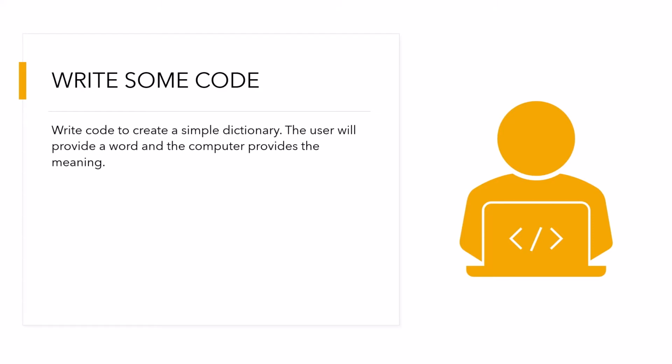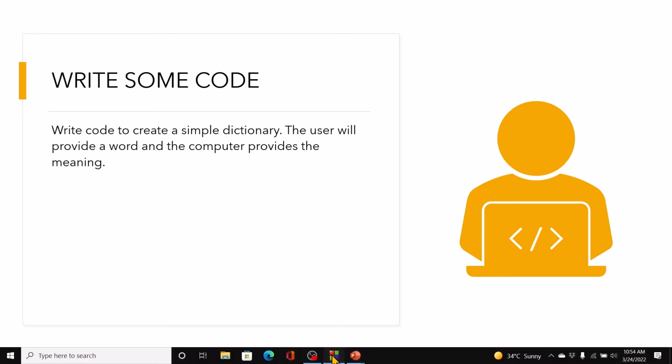Coming now to write some code. Write code to create a simple dictionary. The user will provide a word and the computer will provide the meaning. So let's go back to Code::Blocks now and start a new file.